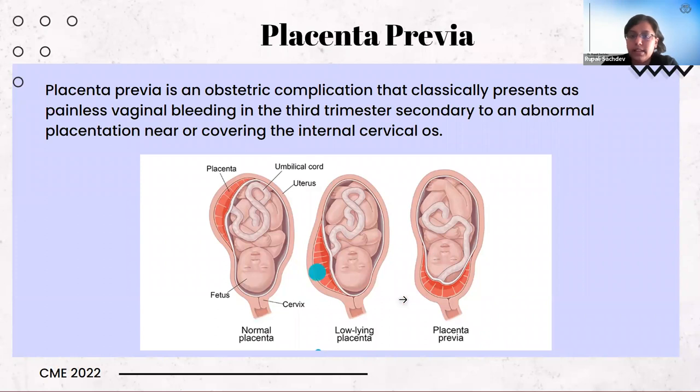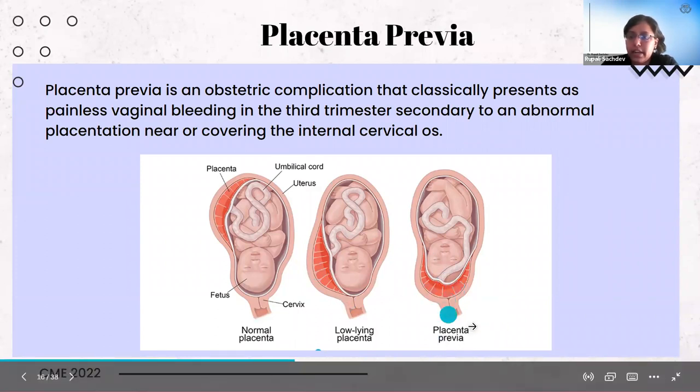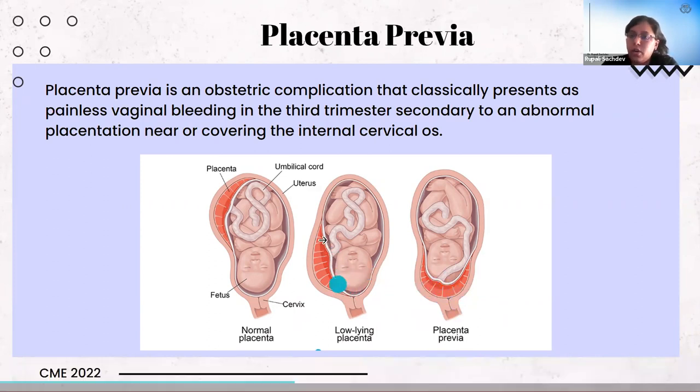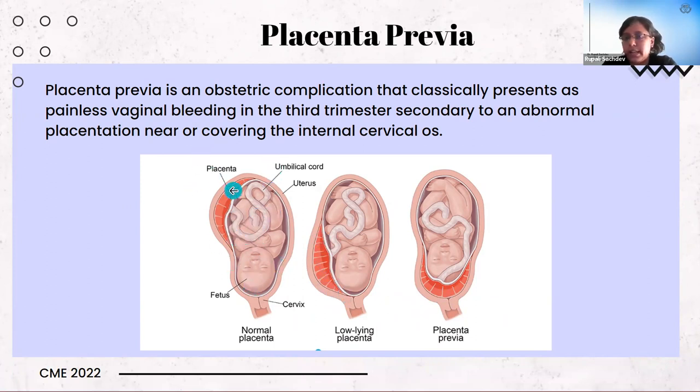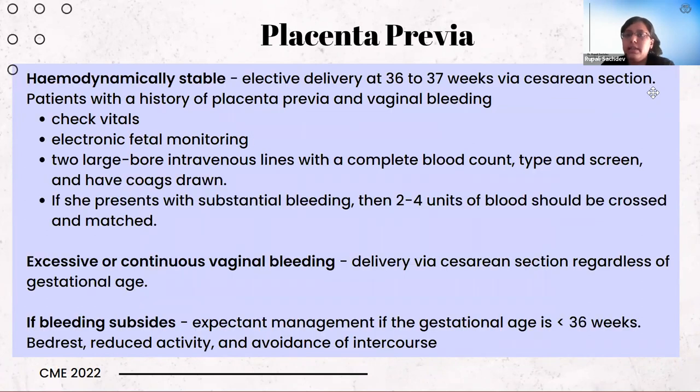So what they mean is either it can be covering your entire os, the opening is covered, or it can be low-lying where it is close to the os, but the os is still open. Here you can see what a normal placenta looks like. Okay, now management. If the patient is hemodynamically stable, you go for an elective delivery at 36 to 37 weeks via a cesarean section.